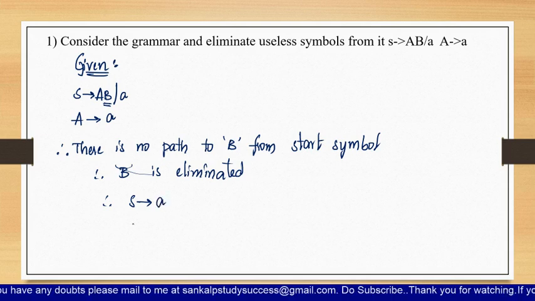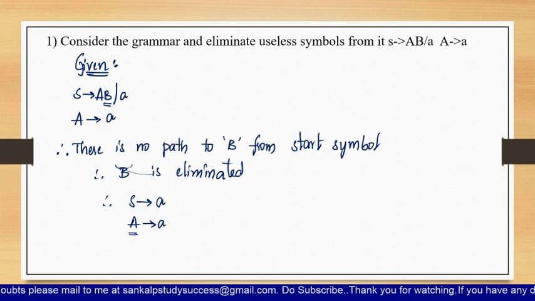Now, you also have capital A tends to small a. If you carefully observe, this capital A is not reachable from the start symbol. That means there is no need for capital A tends to small a. Because capital A is not there in the start symbol at all. If you take any grammar, we derive it from the start symbol. So when there is no substitution of A at the start symbol, A tends to small a is not needed.